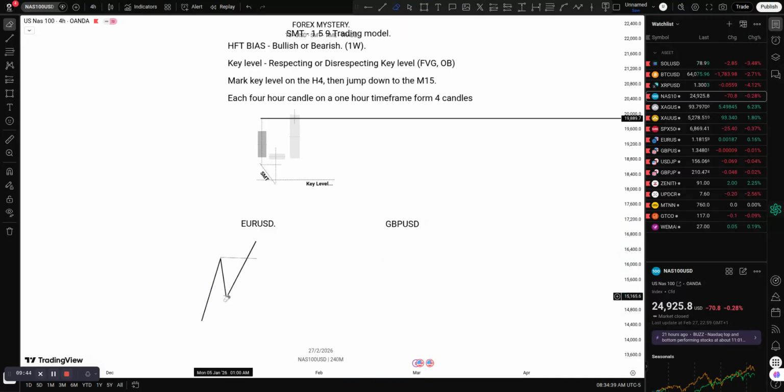So SMTs are formed where key levels are. For some persons, it might be important; for some persons, it might not. But just know that is what I try to mean by SMT.